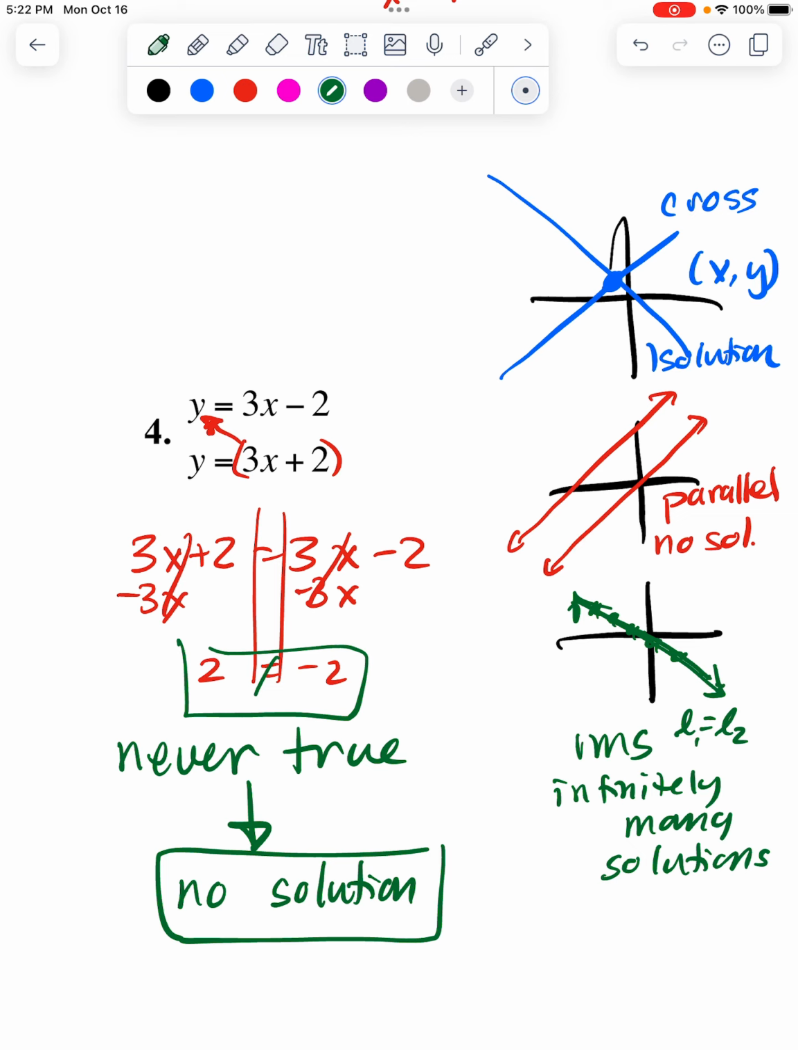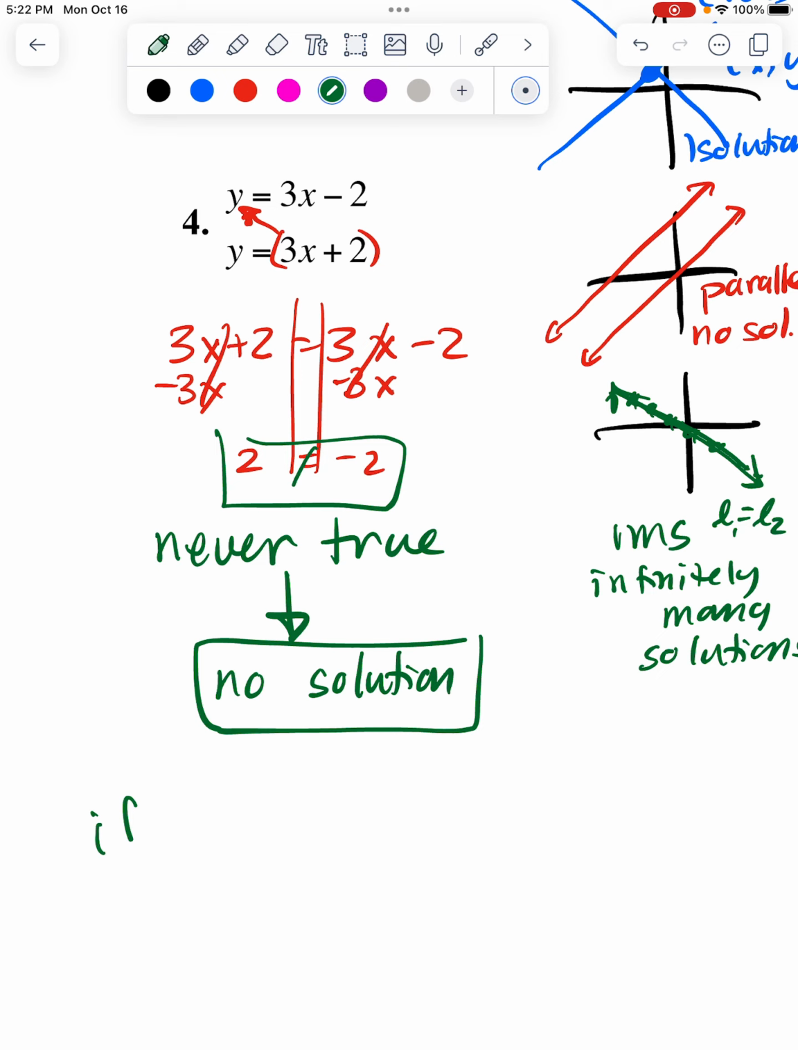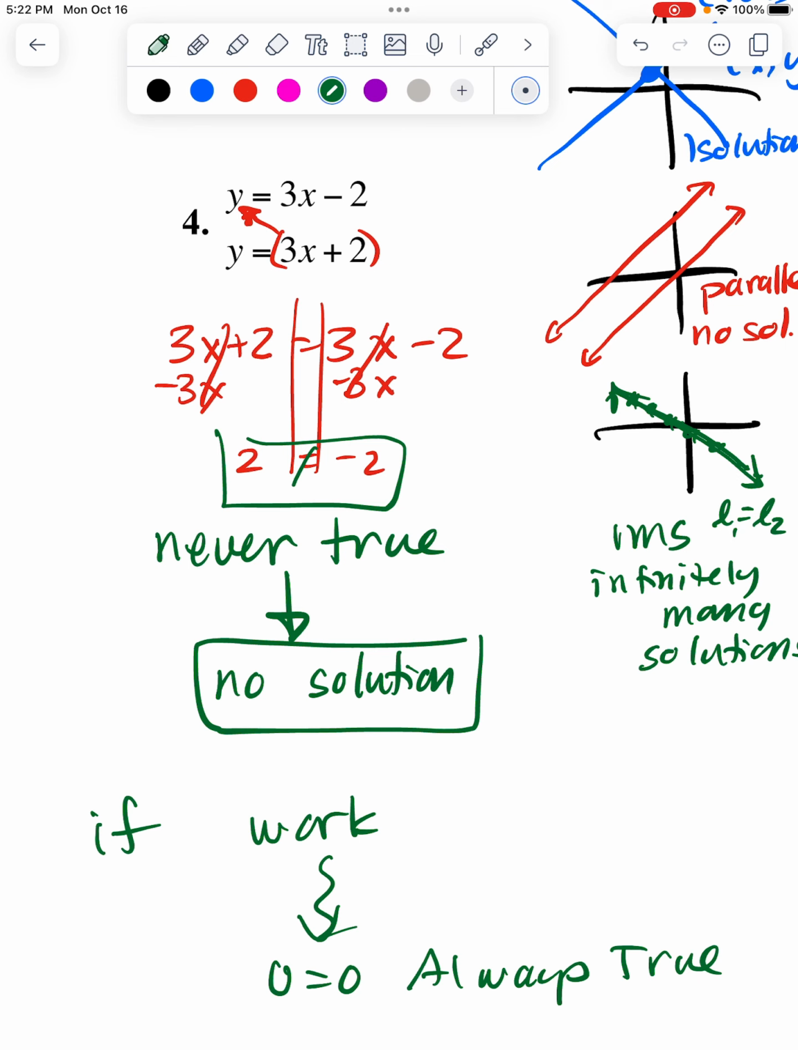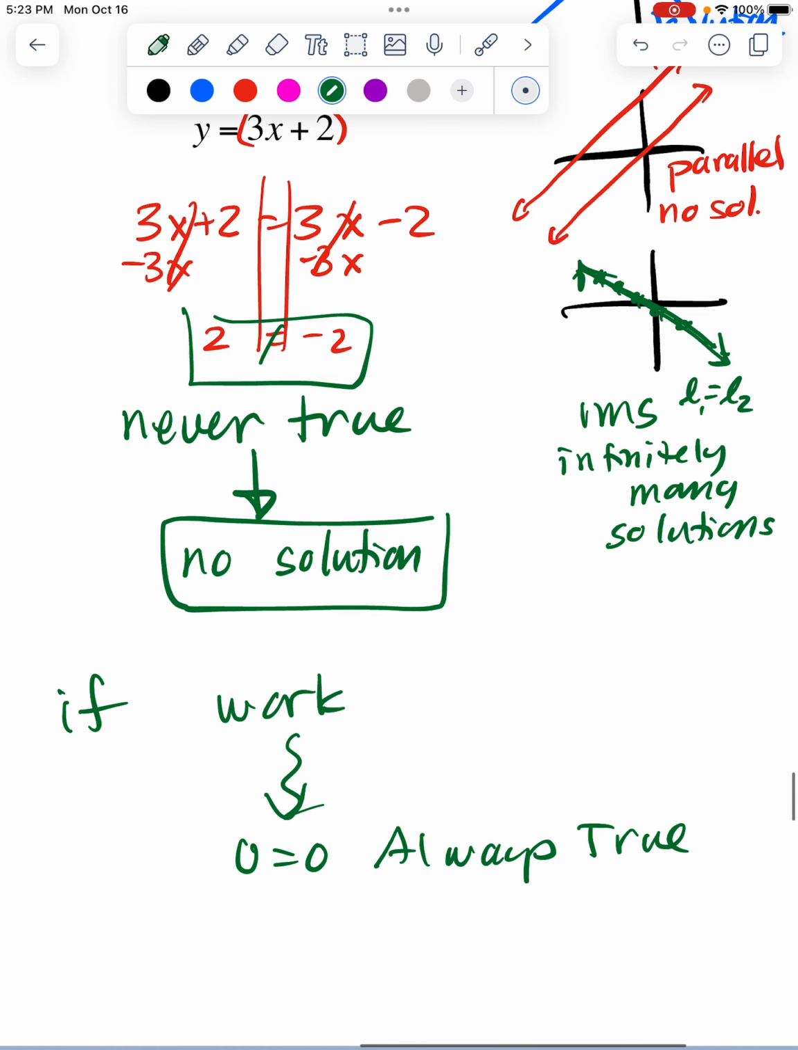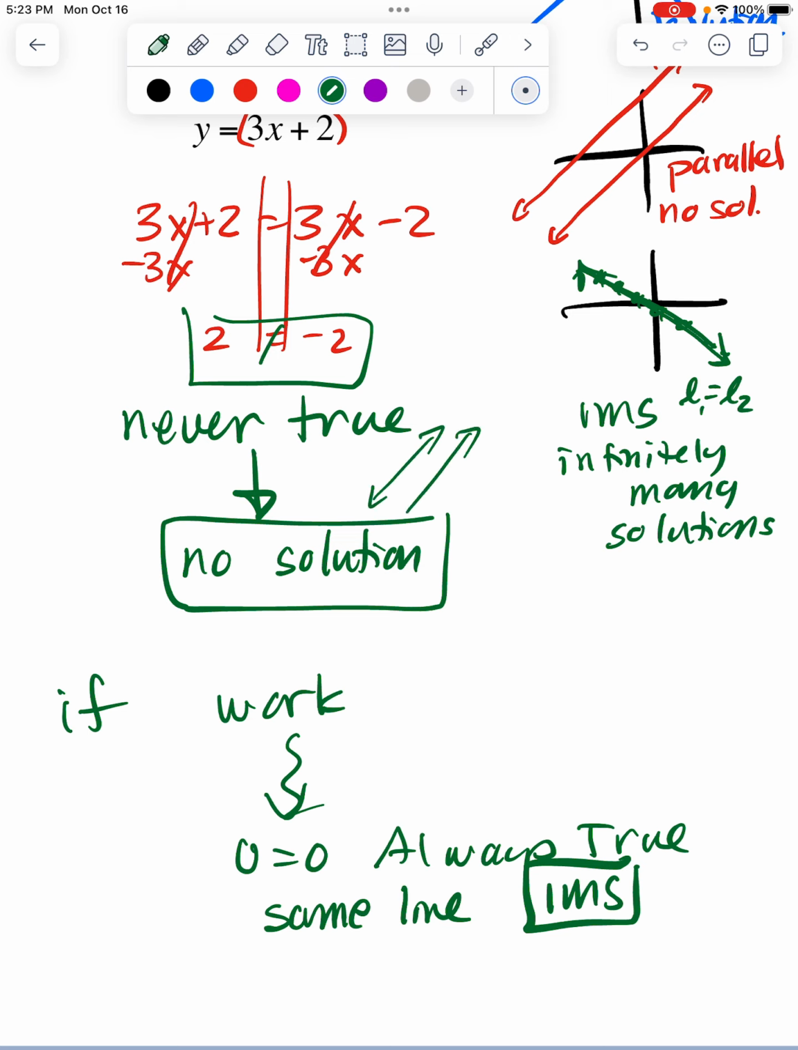If I had done the same math and the x's had disappeared and I got a number statement, but it was always true, so let's pretend. So if you were doing your work, blah, blah, blah, and you got something like 0 equals 0, well, that is always true. And so that would indicate that if you drew those, they would be the same line and you would have infinitely many solutions.